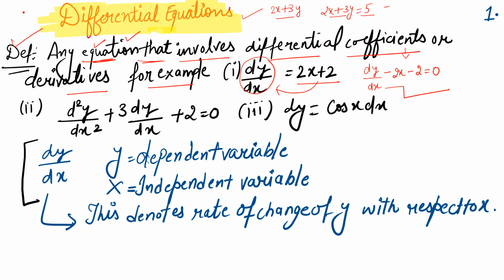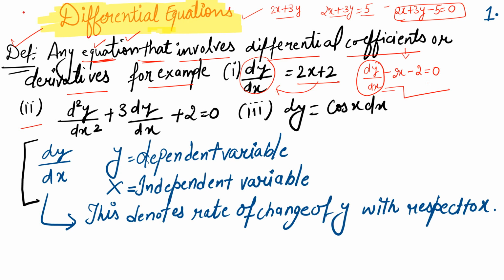Any polynomial with left and right hand side is called an equation, and when we take right hand side to left hand side, it will equal 0. This is definitely an equation and it involves derivatives, so it is a differential equation.